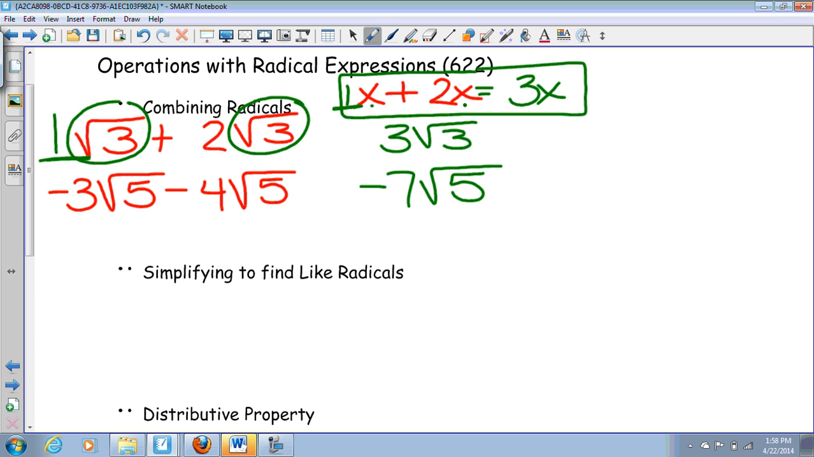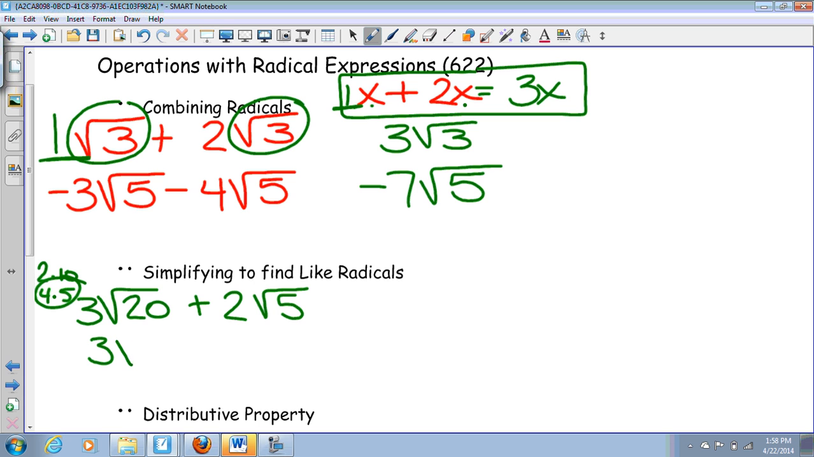Let's look at 3 times the square root of 20 plus 2 times the square root of 5. Well, the square root of 20 and the square root of 5 are not like terms. But the square root of 20 is not a prime number. So I could look at the factors of 20, 2 and 10, and 4 and 5. Ooh, 4 and 5 contains a perfect square.